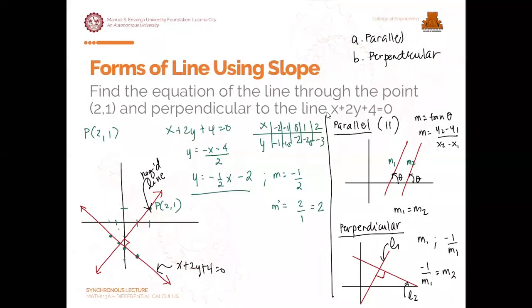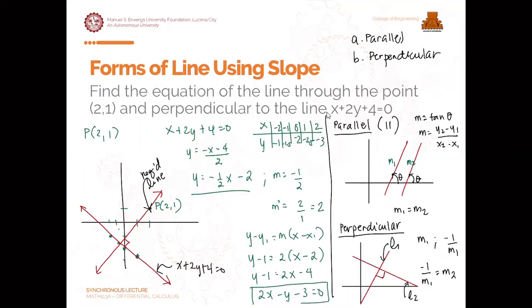So, kung meron tayong given slope, meron tayong given point, gagamitin natin yung point-slope formula. Okay? So, y minus y1 is equals to m times x minus x sub 1. So, we have y minus 1 is equals to 2 times x minus 2. Let's simplify. We have y minus 1 is equals to 2x minus 4. So, change to standard form, we have 2x minus y minus 3 is equals to 0. So, ito po yung ating required line na magpa-pass through doon sa point (2, 1) and perpendicular doon sa given line natin na x plus 2y plus 4 is equals to 0.